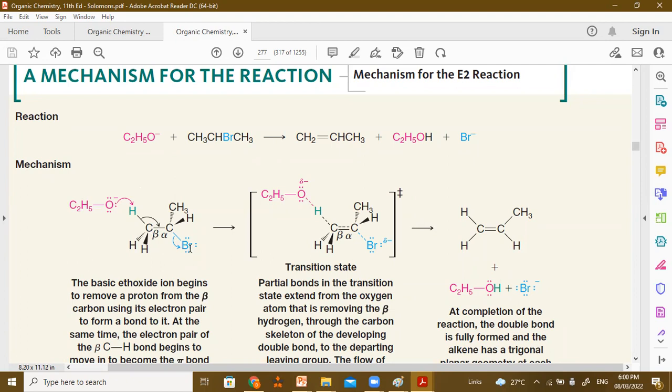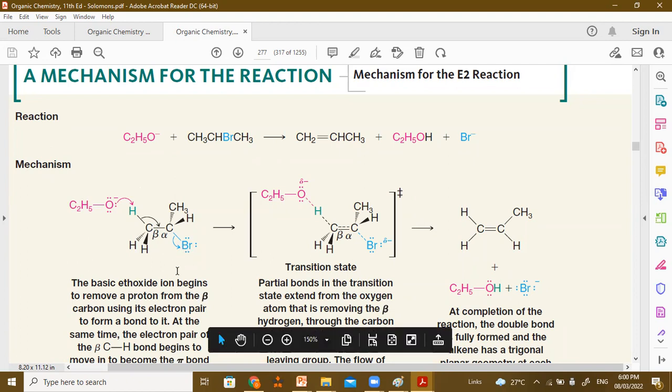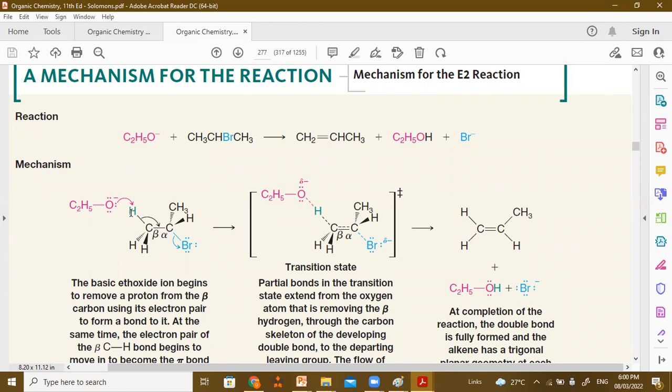So bromine here, having an electron pair, let's start here. The basic ethoxide ion begins to remove the proton from the beta carbon, using its electron pair to form a bond. So why is that? Hydrogen here is adjacent to this carbon here. Why does it attack? Because hydrogen here would become more positively charged, partially positive, because of the electron withdrawing effect of this bromine here. So it draws electrons paingon sa iyaha. So hydrogen here becomes partially positive.